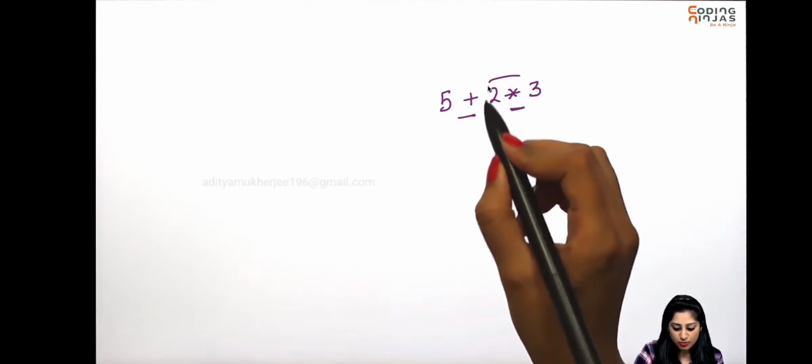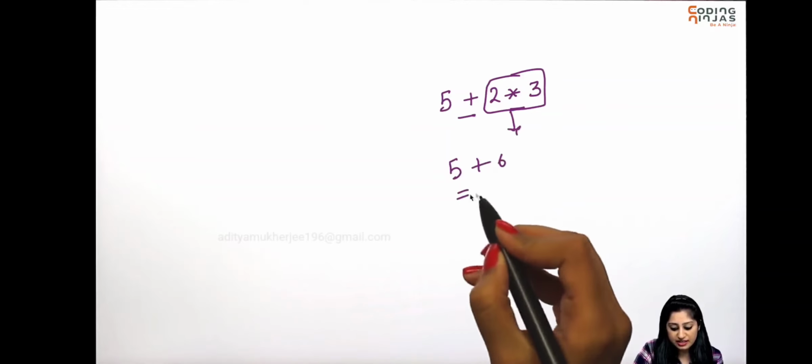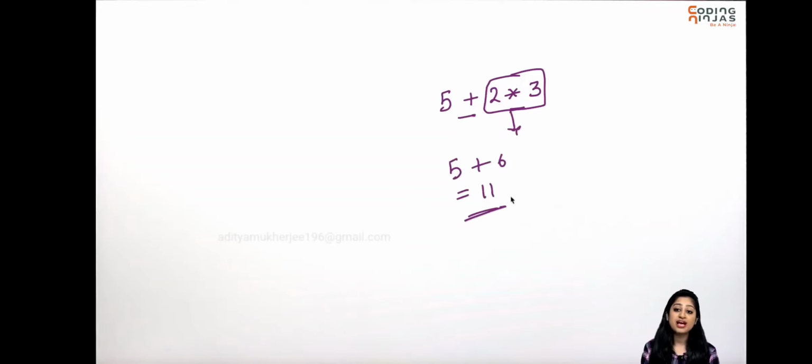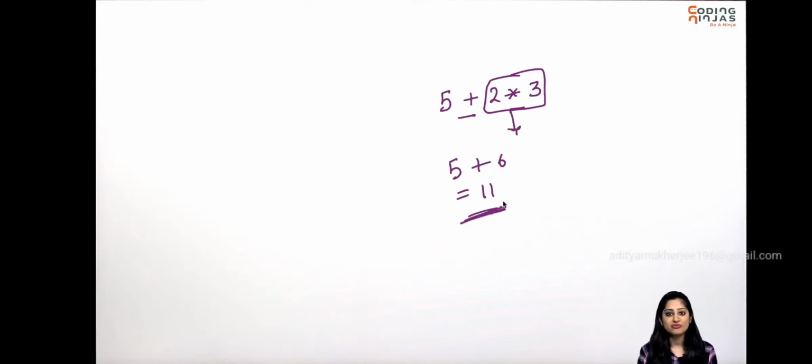So in this case, 2 into 3 will be evaluated first. It will become 6 and then it will be added to 5, making it 11. Right? So this is what precedence is. So you have plus and multiply in one expression. Obviously there will be different results if plus were evaluated first or if multiply was evaluated first. So in this case the precedence of multiplication is higher, which is why multiply as an operator will be performed first. And this is in accordance to BODMAS, right?